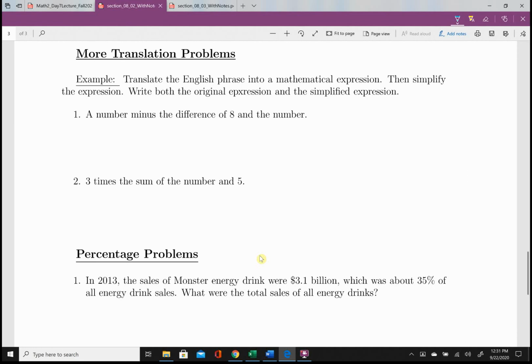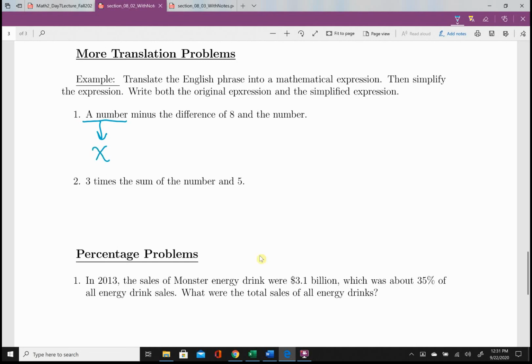So in this example, a couple of examples, we're going to translate the English phrase into a mathematical expression and then simplify the expression. We're going to write both the original expression and the simplified version as well. So let's just start with number 1 and directly translating it, okay? Anytime you see a number, you can translate that into any variable that you want to. I'm going to stick with the generic quintessential variable, and that's x, okay?